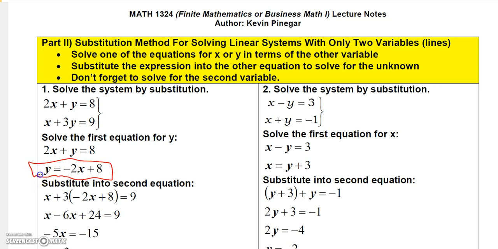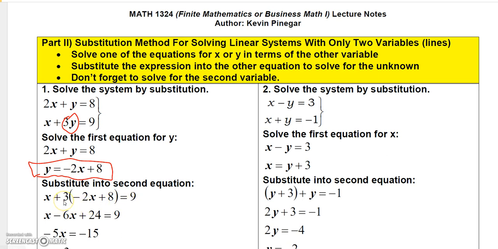And then after you do that, you take what that y value equals and you go to the other equation, which would be this one, and you plug it in for the y value. So if I do that, instead of x plus 3y, I'll get x plus 3 times this expression, minus 2x plus 8. And then that way I only have an equation that involves one variable, and I can easily solve that.